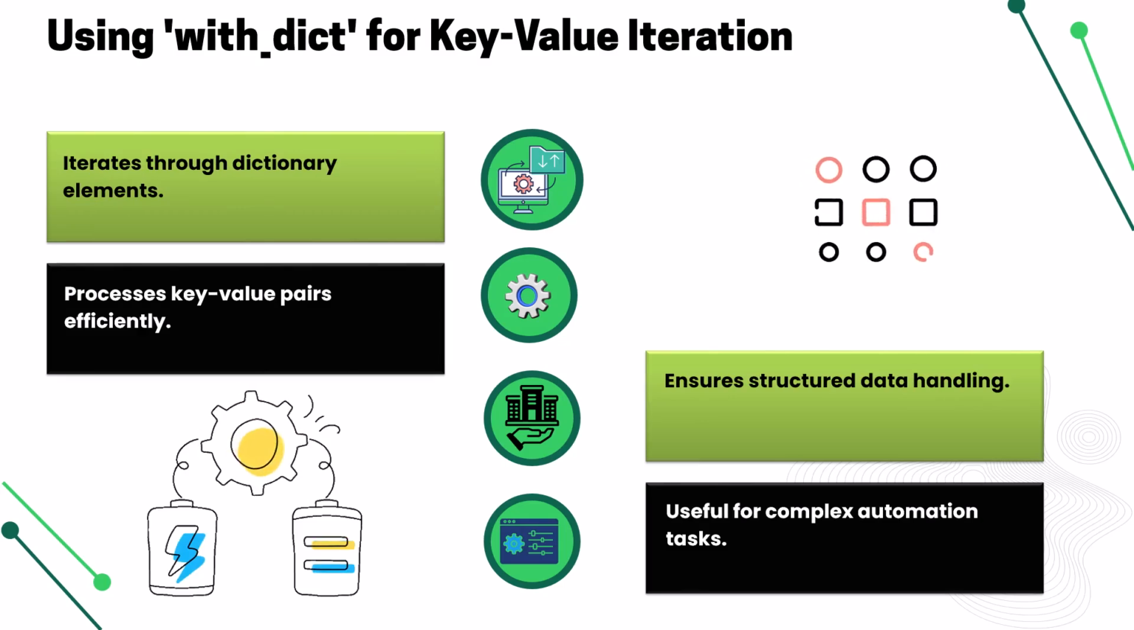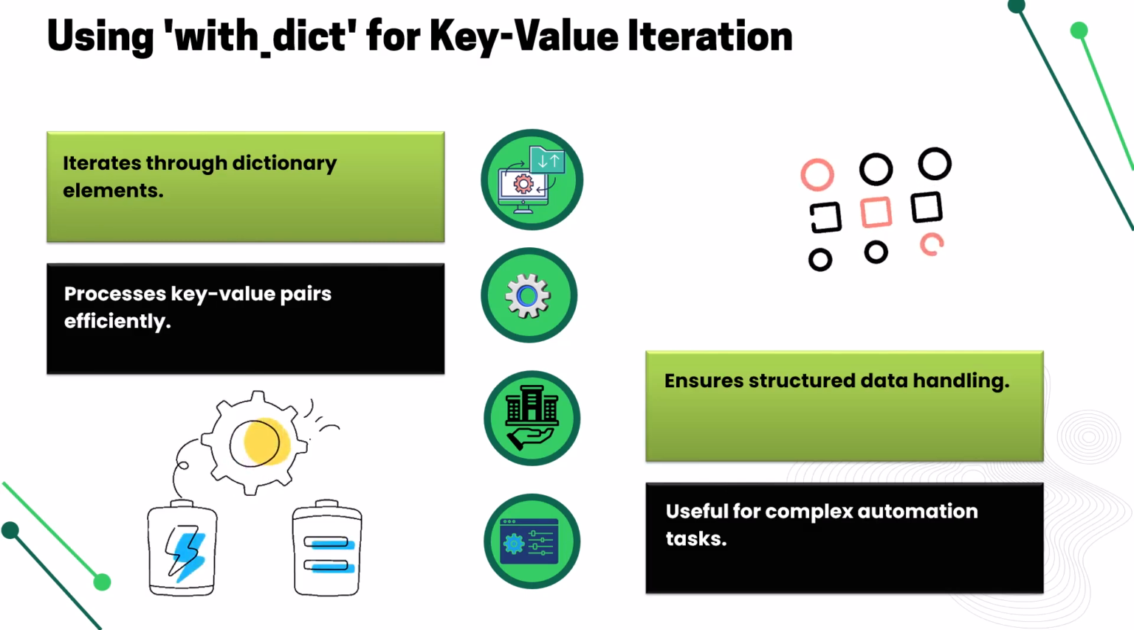Think of with dict as Ansible's way of handling complex data. It goes through key-value pairs smoothly, ensuring structured execution. If your playbook deals with loads of data mappings, with dict is a game changer.